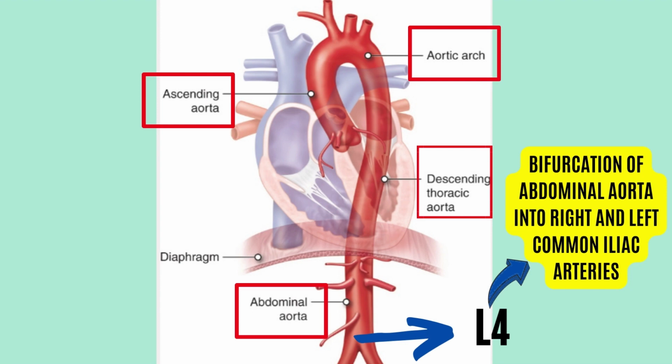The aorta can be divided into four sections that are the ascending aorta, the aortic arch, the thoracic aorta and the abdominal aorta. It terminates at the level of L4 by bifurcating into the left and right common iliac arteries.